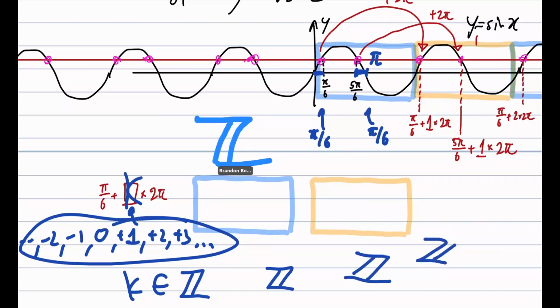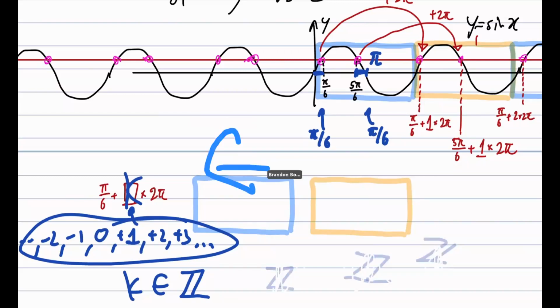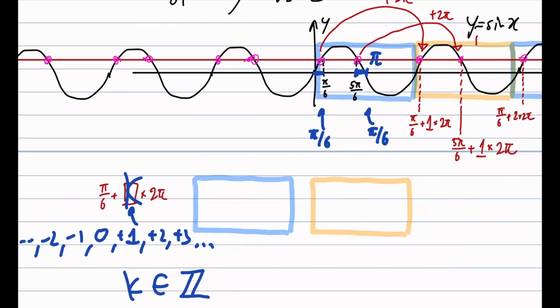It's called blackboard bold notation, if you're interested. Not important. But anyway, that's the general solution: pi over 6 plus k times 2 pi. Does it make sense? Okay.